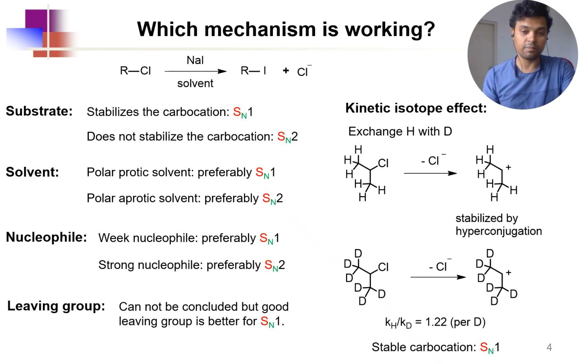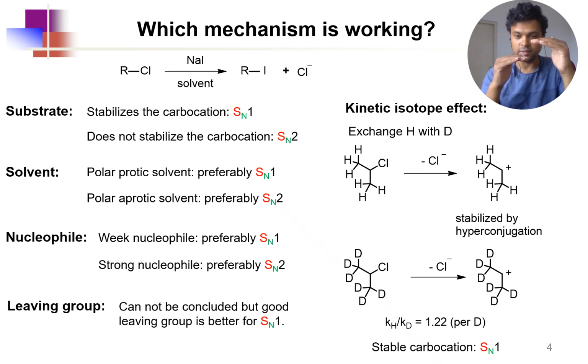Now, there is another method to identify the mechanism. It is called the kinetic isotope effect. You can think of stabilization of the carbocation by hyperconjugation. If you replace this hydrogen with a deuterium, the carbon-deuterium bond is stronger than the carbon-hydrogen bond. If it is stronger, then the energy will be lower for the CD bond. So stronger means the energy is less.